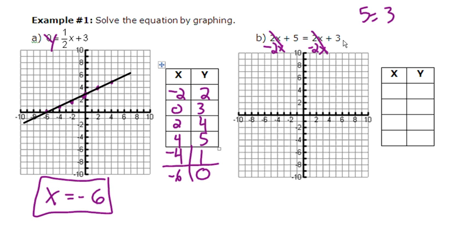Uh-oh, my variable's gone. That's okay. I still want to get everything on the right side of the equal sign. So this 5 I need to move over by subtracting 5.